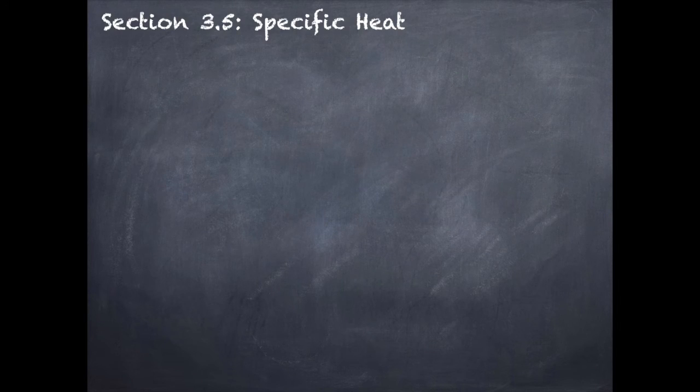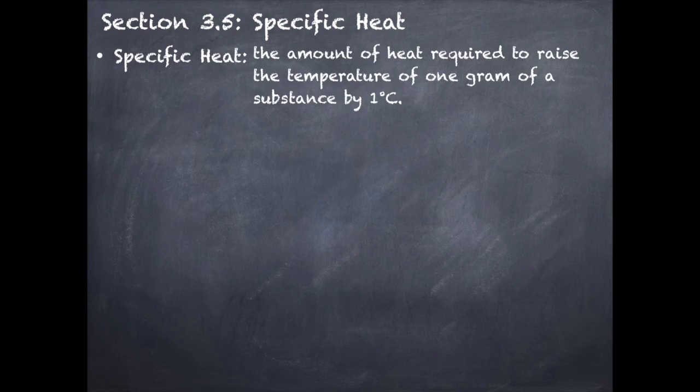So in this lesson, I'm going to be talking about specific heat. Now, the specific heat is the amount of heat that's required to raise the temperature of 1 gram of a substance by 1 degree Celsius. What your specific heat allows you to do, in layman's terms, is to calculate the amount of heat that is involved in raising or in lowering the temperature of a specific amount of a substance.